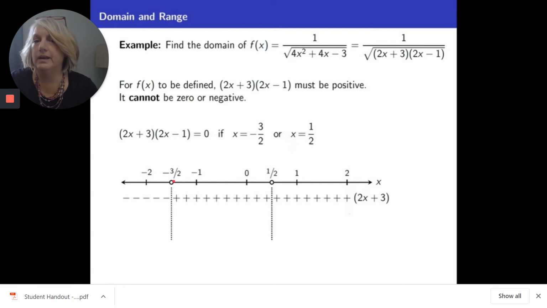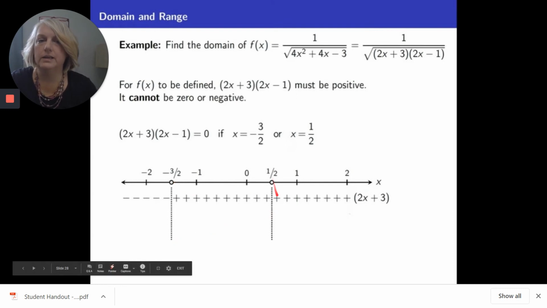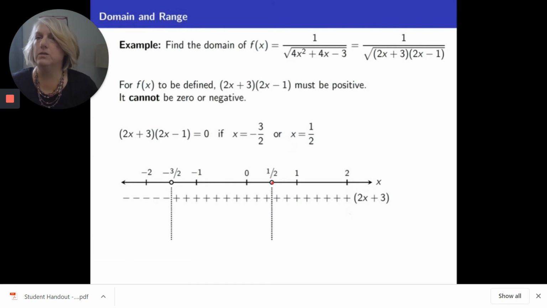Now, notice I went ahead and I just drew a little dotted line down here and here. And notice that I put an open circle here and here. We don't want to include those because they're going to be 0, which will cause a division by 0 problem.